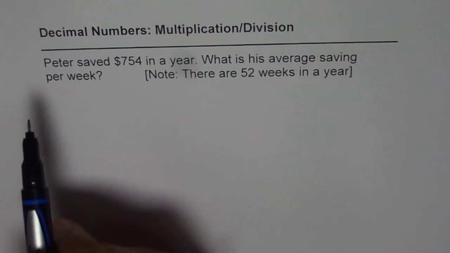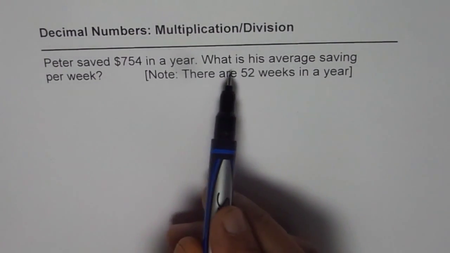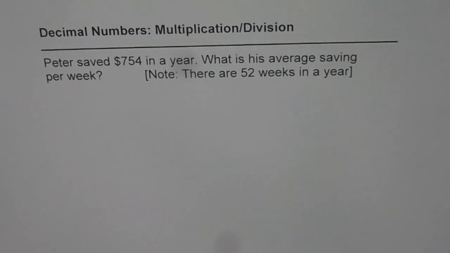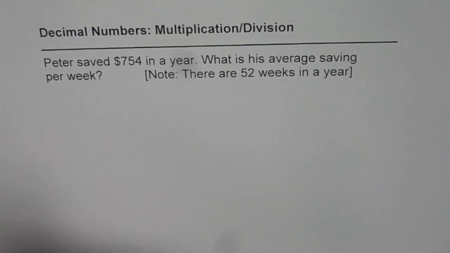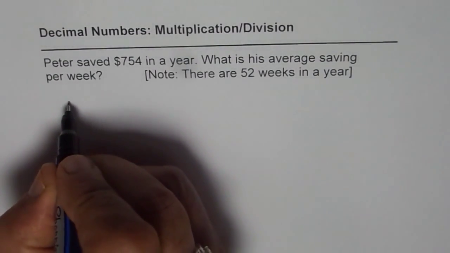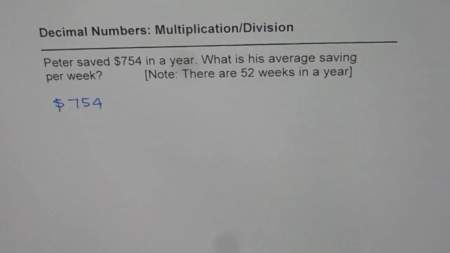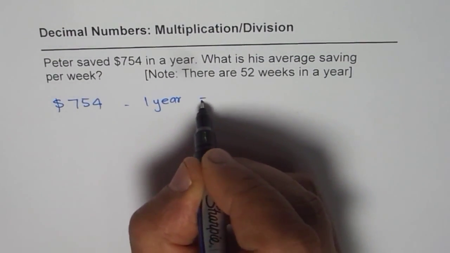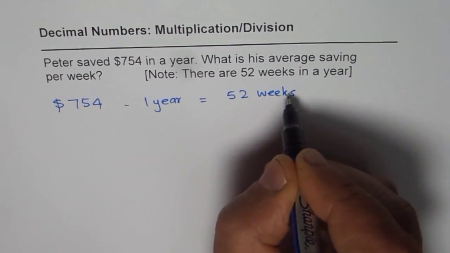Question is, Peter saved $754 in a year. What is his average saving per week? How many weeks are there in a year? Well, there are 52 weeks in a year. Remember that. Now, Peter's saving is $754. That is the saving. In how much time? It is in 1 year. And as you know, 1 year is equal to 52 weeks. So that is the question given to us.